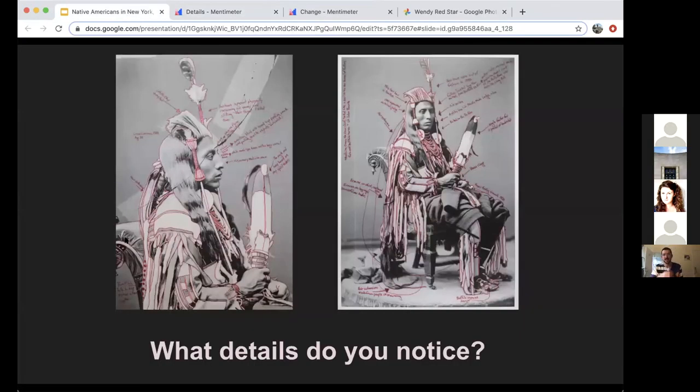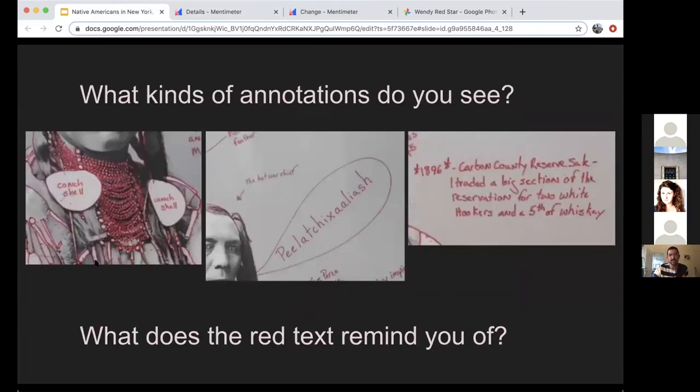So again, if I was showing this work to students, I would give them a little time to explore independently, share details that they see, usually in an open discussion format. And then I would usually ask just a couple follow-up questions. One that I like to ask is, what kinds of annotations do you see? They usually point out, oh, I see these red marks. But this is a question that can help them look a little bit more closely and really start to unpack all the different types of annotations, all the types of information Wendy Red Star is including.